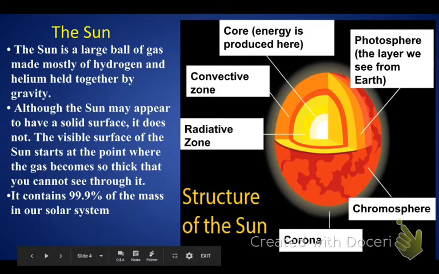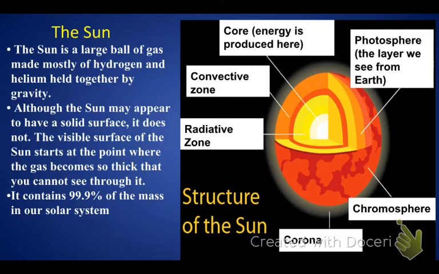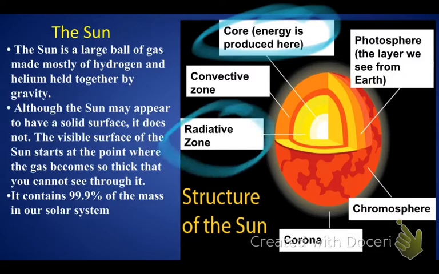So let's talk about our Sun. Here you can see the different layers starting from the inside of the Sun and working our way out. We have the core. It is very important for you to know that the core is where fusion happens. That's where energy is produced. And then we have the radiative zone, because that's where fusion is occurring, so we have radiation release there.